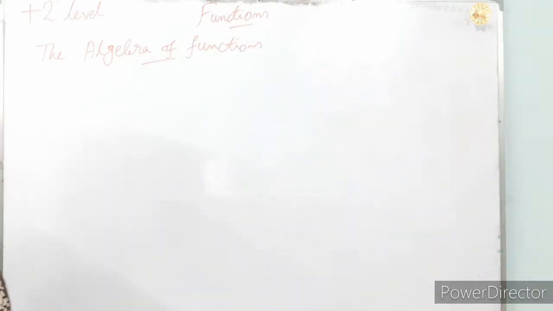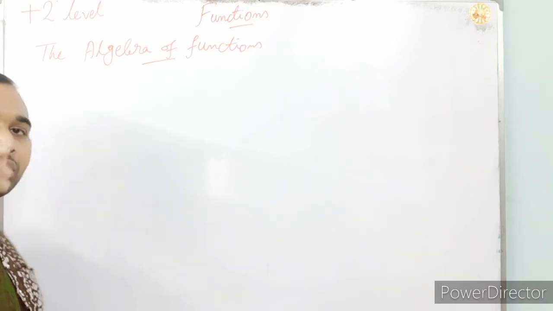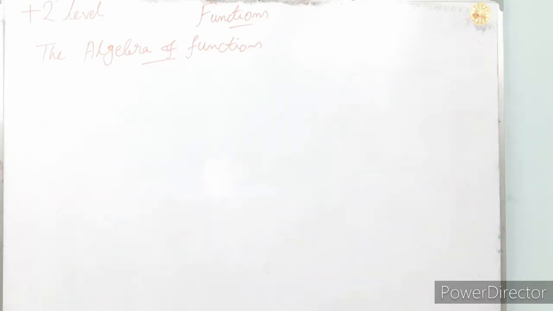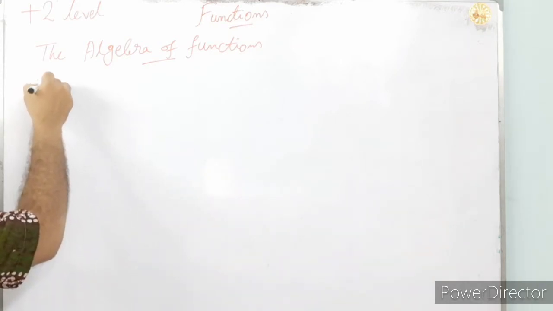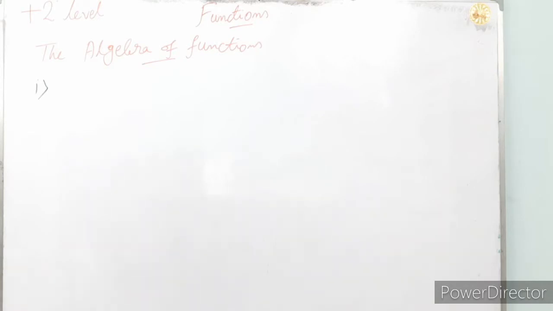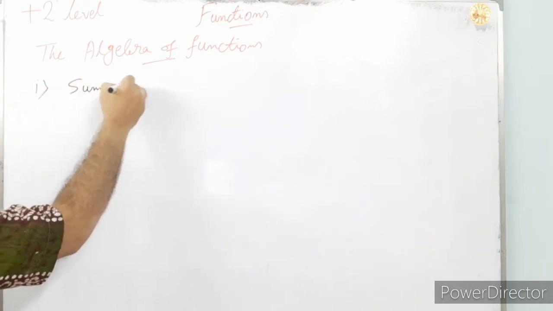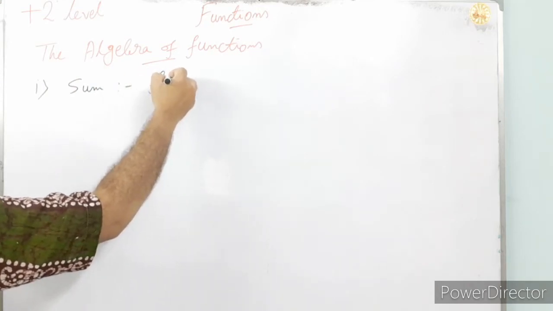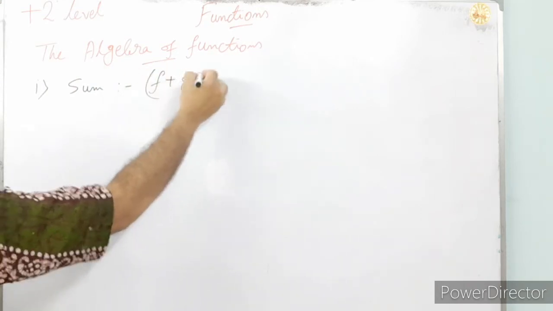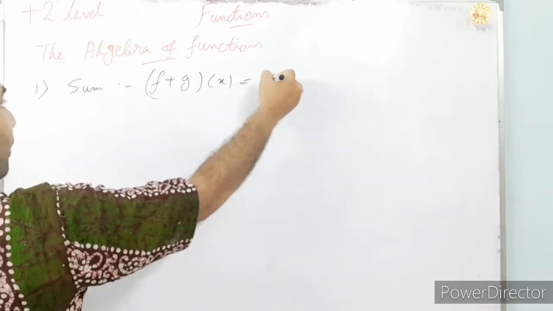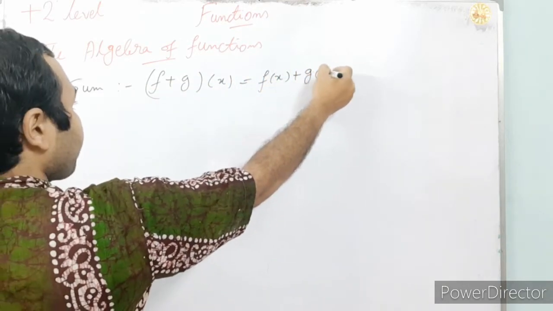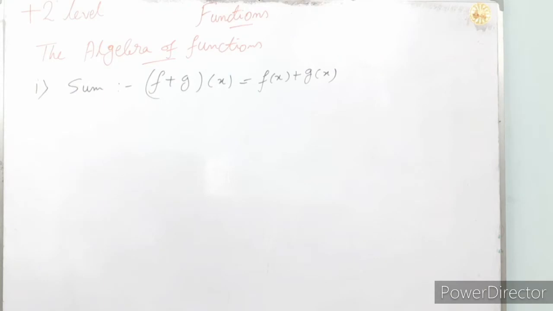Very easy. Algebra means the operations on real functions. So what are the operations? I am just writing in short. It is very easy, we will not waste time on this one. The first one is the sum of the functions, that is (f plus g)(x) equals f(x) plus g(x). This is the sum of the functions.